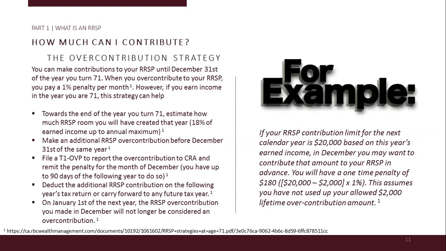Towards the end of the year you turn 71, estimate how much RRSP room you'll have created that year, typically 18% of your earned income up to the annual maximum. Make an additional RRSP over-contribution before December 31st of the same year. And then you file a T1 OVP form to report the over-contribution to CRA and remit the penalty for the month of December. You do have up to 90 days of the following year to remit that penalty.